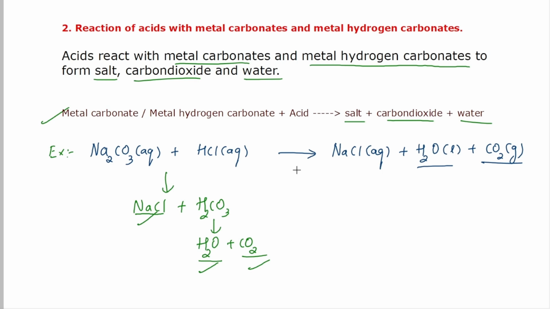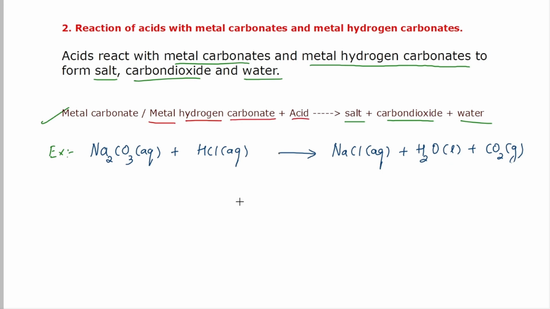Water and carbon dioxide are common in all the reactions of metal carbonates or metal hydrogen carbonates with acid. But the type of salt formed depends on the reactants which we have taken here. And it is also important to balance the equation here. There are two sodium atoms here. Let me write here 2.